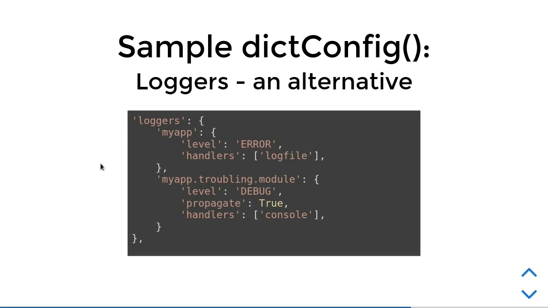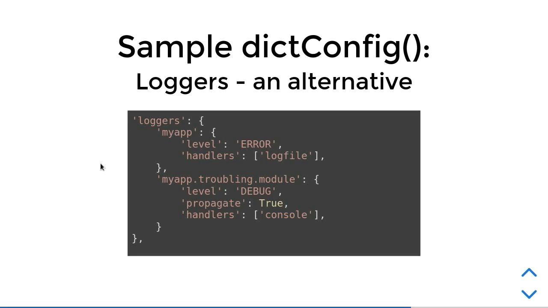This means that you can very narrowly target bits of your code to say, in this part, I want to log it more closely for a while because it's giving us problems. Or this part, I don't want to hear about these messages. This is where the propagate and the parent part come in.